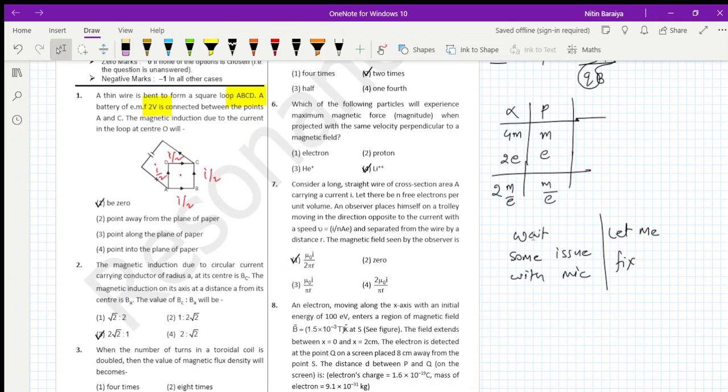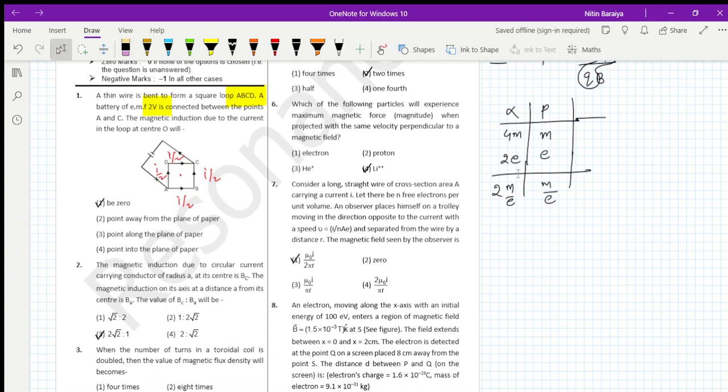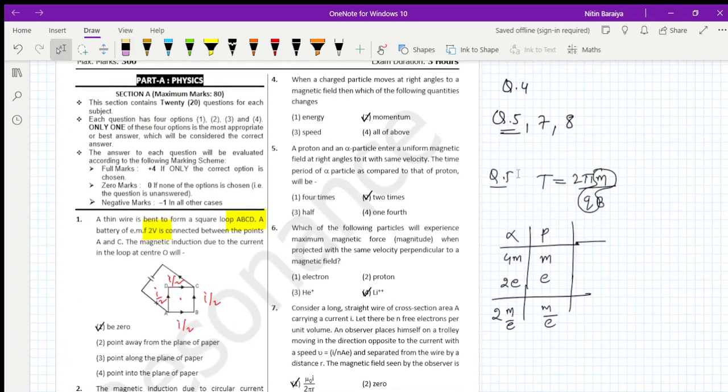So we will continue what we were discussing. We were discussing the ratio of time period for the alpha particle and proton. I hope it is clear, since the ratio of mass to charge is twice in case of alpha particle, the time period will also be twice. Let's now move on to the next question, number 7.